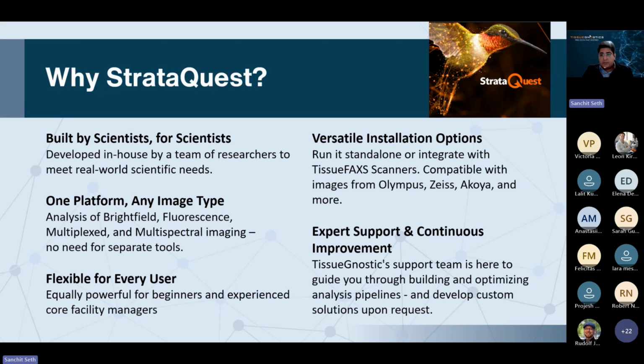And the next point is versatile installation options. As you might be aware, TissueGnostics has a TissueFAXS platform and a StrataQuest platform. So we have this as a whole setup which can be integrated between the scanner and the analysis platform. But the StrataQuest platform can be run standalone. So you can not only use the images that are scanned using the TissueFAXS platform, but we support other file formats like Zeiss file format, Olympus, Akoya, Hamamatsu, NanoZoomer, and multiple other file formats that can be imported directly in StrataQuest.